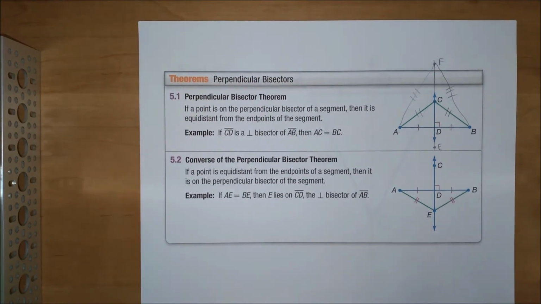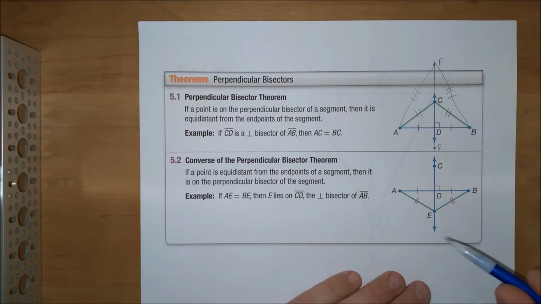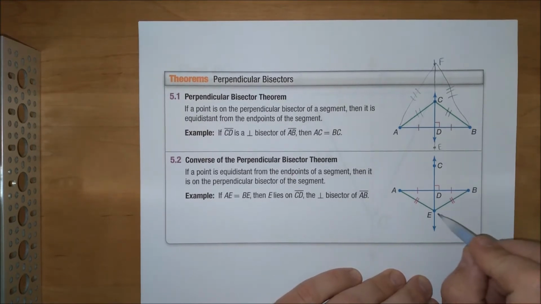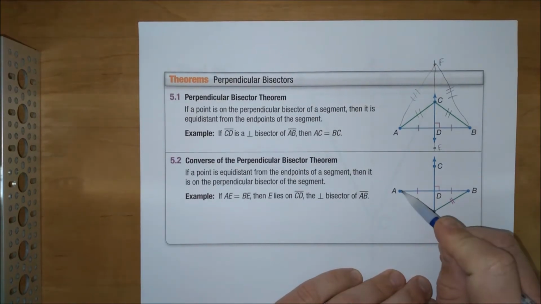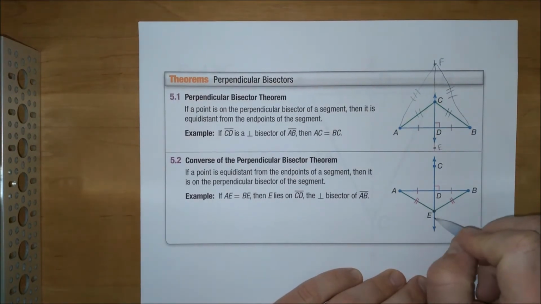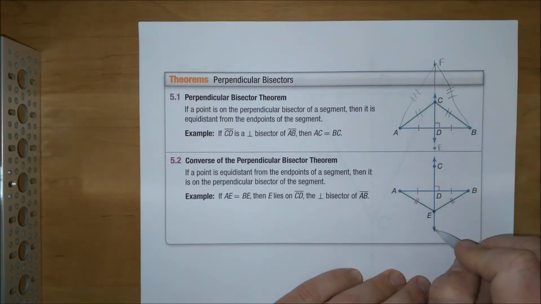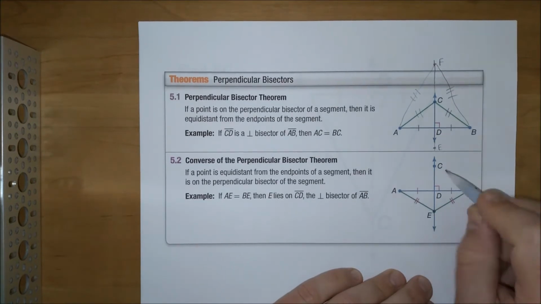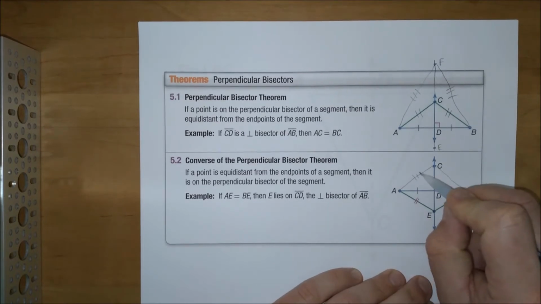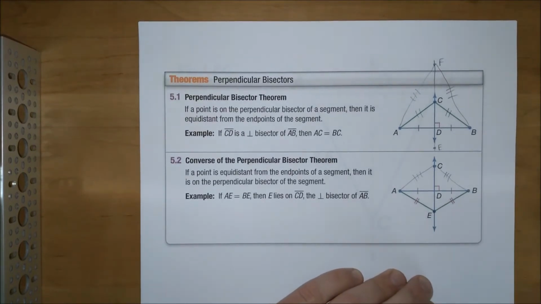The converse of that perpendicular bisector theorem is that if you know a point is equidistant from the endpoints of a segment, then conversely, it must be on the perpendicular bisector of the segment. So if you told me that E was the same distance from A as it is from B, I could tell you that it must be on a line that perpendicularly bisects segment AB. Same thing with C. If you told me that C was the same distance from A as it is from B, I could tell you that it must be on the perpendicular bisector.